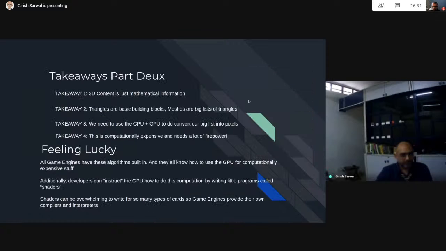So another takeaway slide. The first thing we understand is that 3D content is just mathematical information that we are responsible to convert into 2D images on the screen. Takeaway 2 is that triangles are basic building blocks. Meshes are big lists of triangles. Takeaway 3 is that we need to smartly use the CPU and GPU to convert our big lists into pixels. And when I say big list, these can be really big lists. You could have thousands or even millions of triangles.